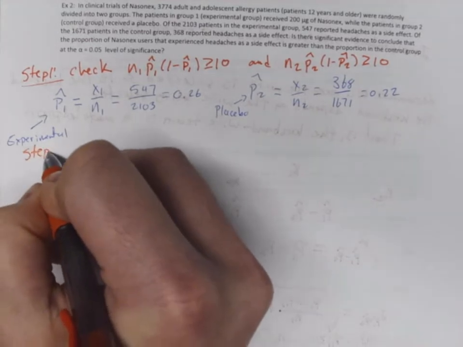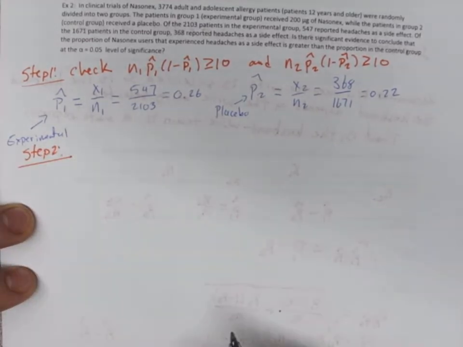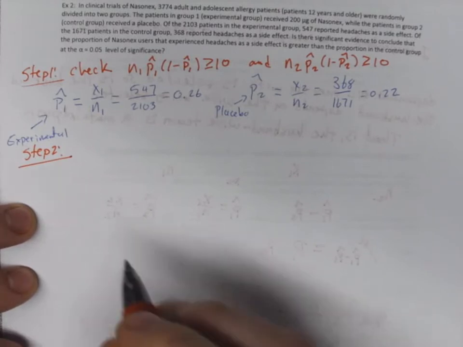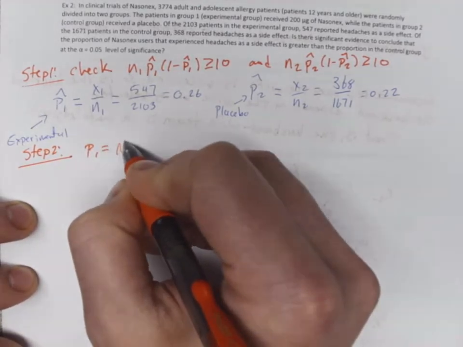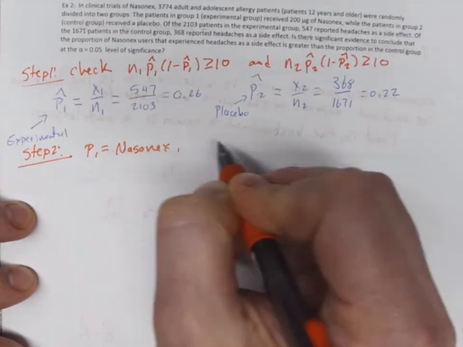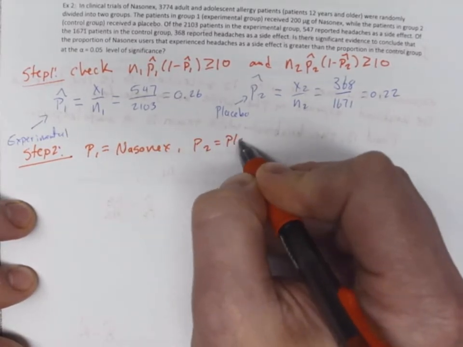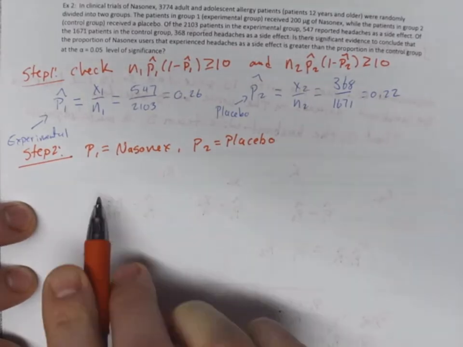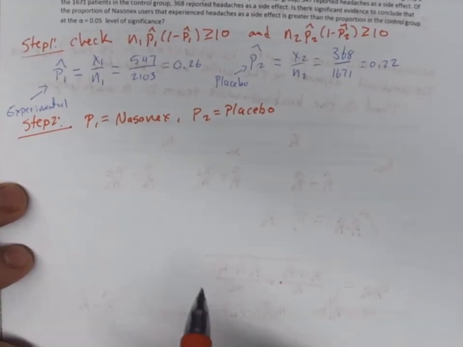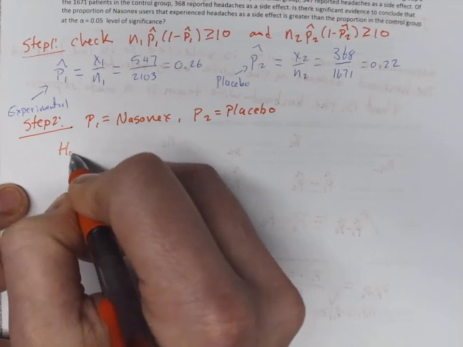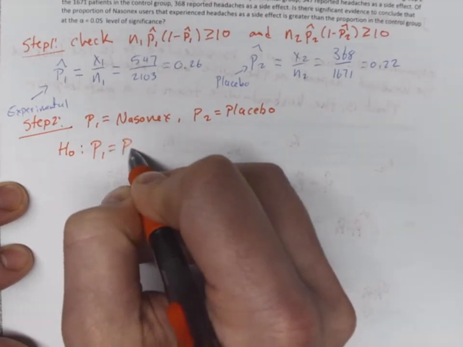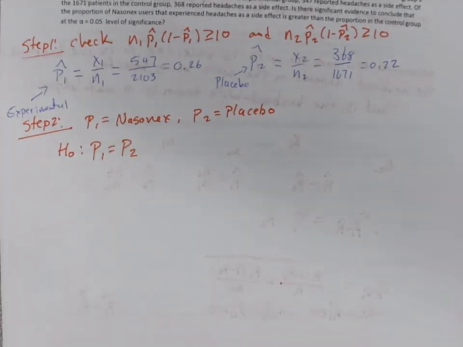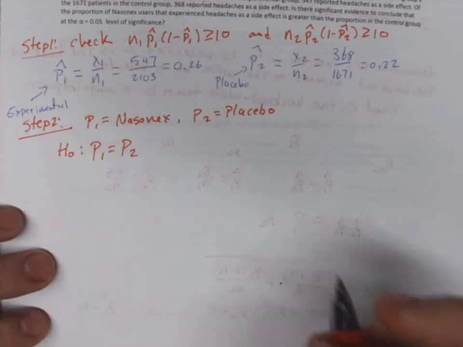Step 2, we need to determine our null and our alternative hypothesis. So remember, let's label. P1 is the Nasonex group, and P2 was the placebo. So that's just to help remind us when we write our null and alternative here. So H naught is if it's equal. Remember, H naught is unchanged. Nothing's changing. H1 is what we're testing.